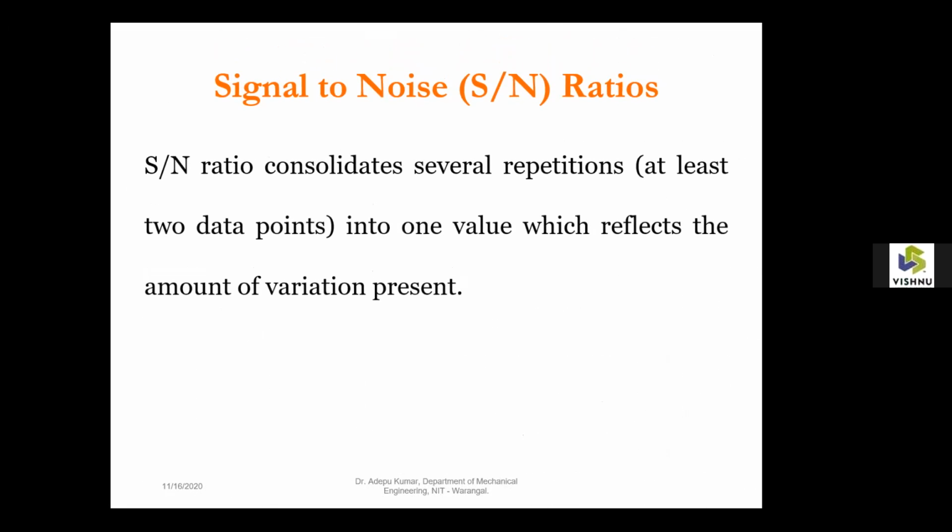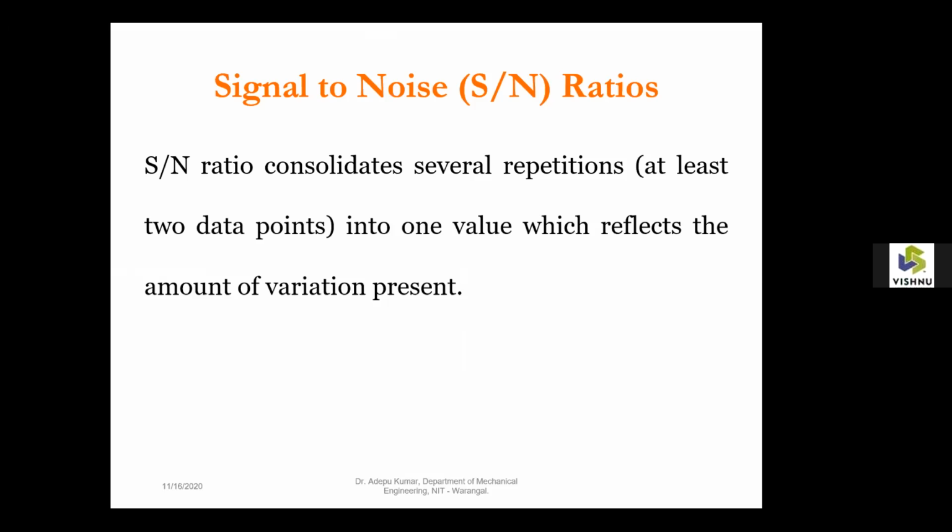Now this is also one important piece of information for those who are using Taguchi methods. Signal to noise ratio consolidates several repetitions, at least two data points, into one value, which reflects the amount of variation present.